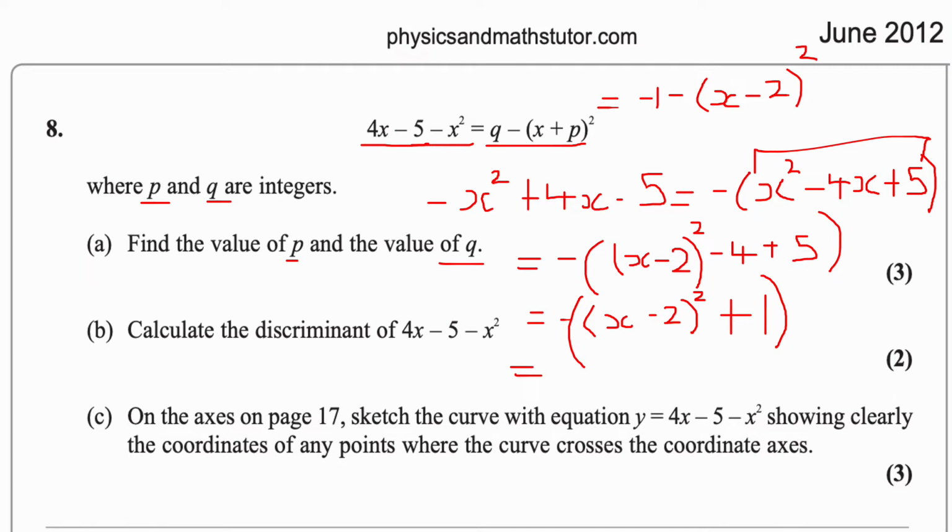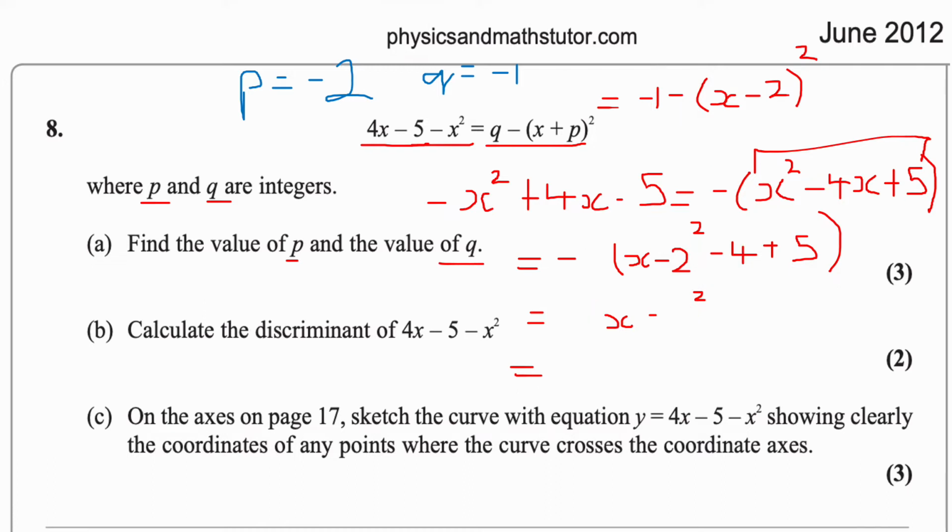So your answer will be minus 1. If you expand this bracket, that bracket goes, and then that changes to a minus sign. So it's minus brackets x minus 2 all squared, minus 1, but it wants it in the form q minus brackets x plus p all squared. So in this case, q is negative 1, and then p is equal to negative 2.